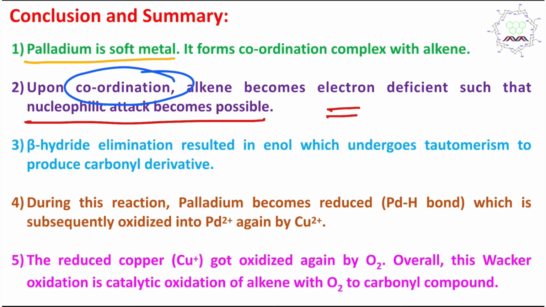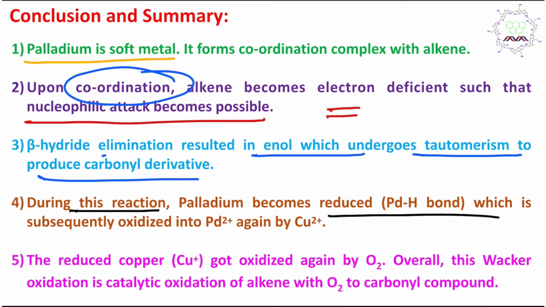In the next stage, after this nucleophilic attack, there is a chance of beta hydride elimination through a 4-member ring, which produces an enol, which undergoes tautomerism to produce the carbonyl derivative or keto form, because keto is more stable than enol, which has a double bond and a hydroxyl group. And during this reaction, palladium also gets reduced, because palladium-hydrogen bond formation is nothing but reduction, and it is subsequently oxidized by copper(II), Pd(0) to Pd(II), and copper gets reduced, which is oxidized by oxygen in acidic medium. Now the last part is that the reduced copper gets oxidized, as I told, by oxygen, and overall this is the Wacker oxidation of alkene.